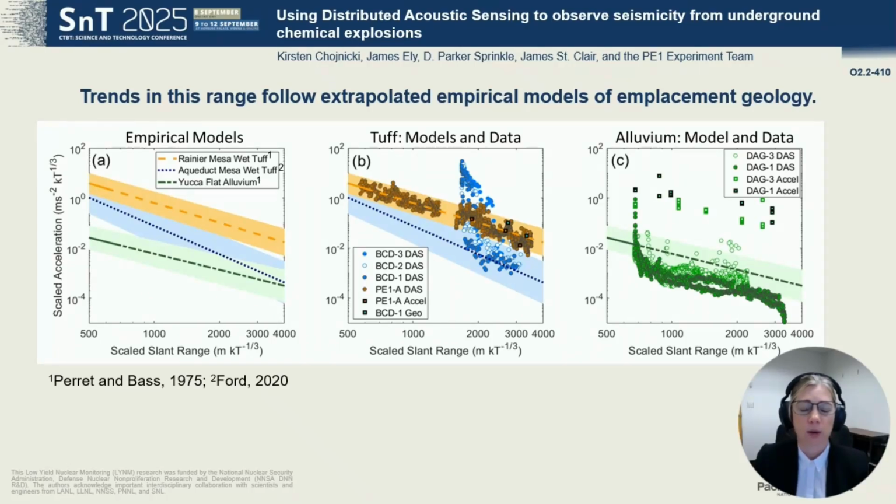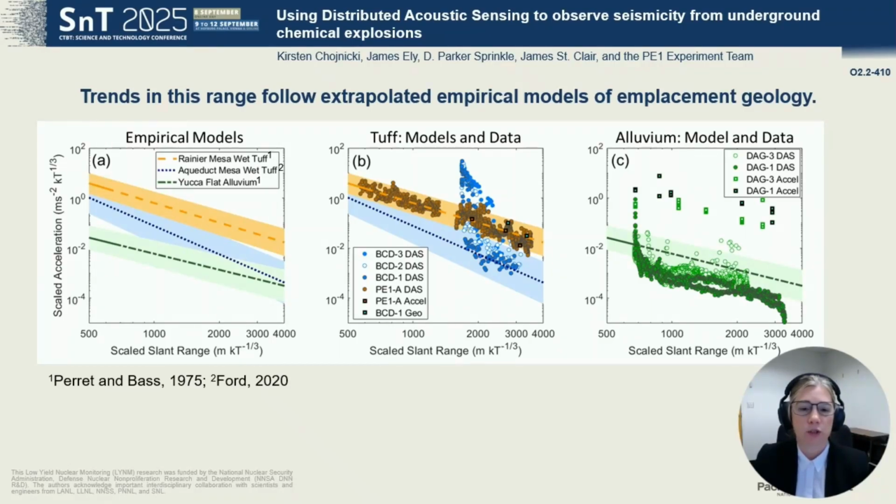The extrapolated Rainier Mesa Tuff model, the orange line in plot B, closely aligns with the PE1A DAS and accelerometer data, fully capturing the observed trend and encompassing the variability within a confidence interval of 1 standard deviation, shown with the shading. This is notable as the PE1A experiment was conducted in Aqueduct Mesa rather than Rainier Mesa.